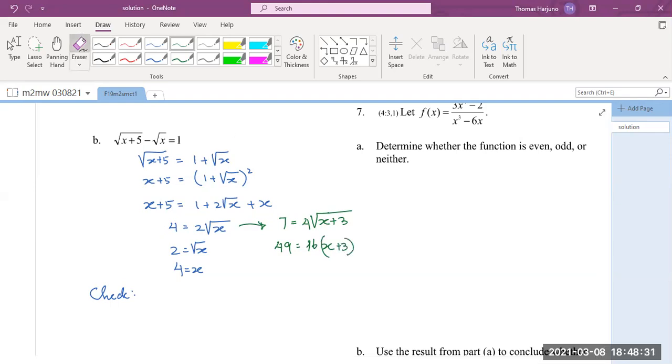Now, the reason is because of the following. When you square both sides, it actually looks like 7 squared equals parentheses 4 square root of x plus 3 squared. Right? So this will be 4 squared is 16, square root of something is that thing, but don't forget to use parentheses.